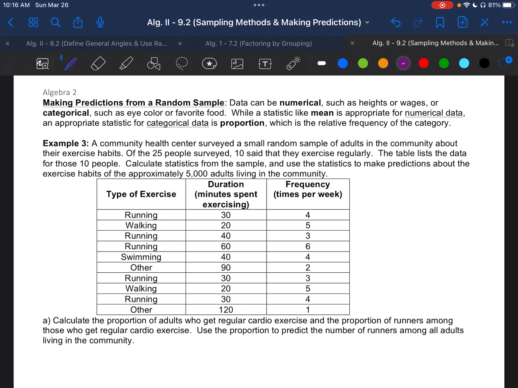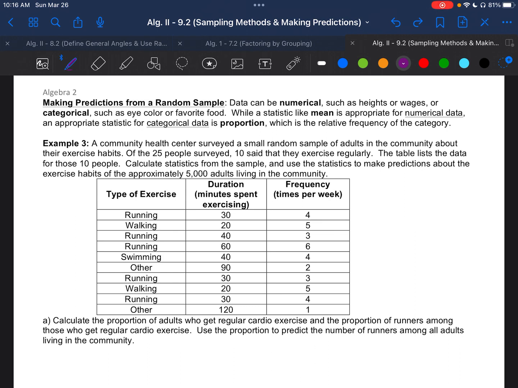So a community health center surveyed a small random sample of adults in the community about their exercise habits. Of the 25 people surveyed, 10 said they exercise regularly. And the table lists the data for those 10 people who said they exercise regularly. So don't forget there's 15 people not included in this table as well.